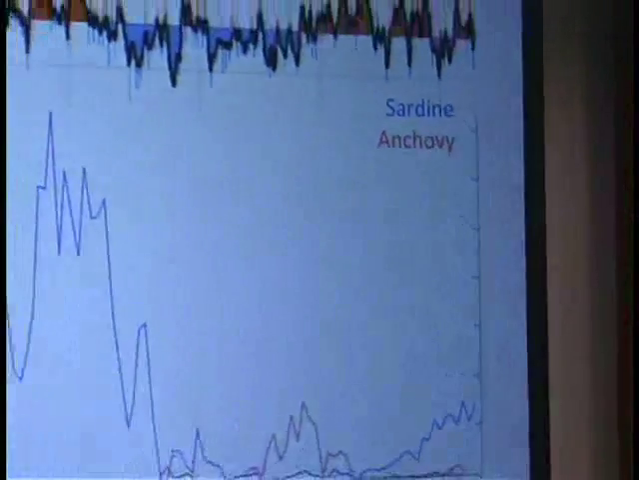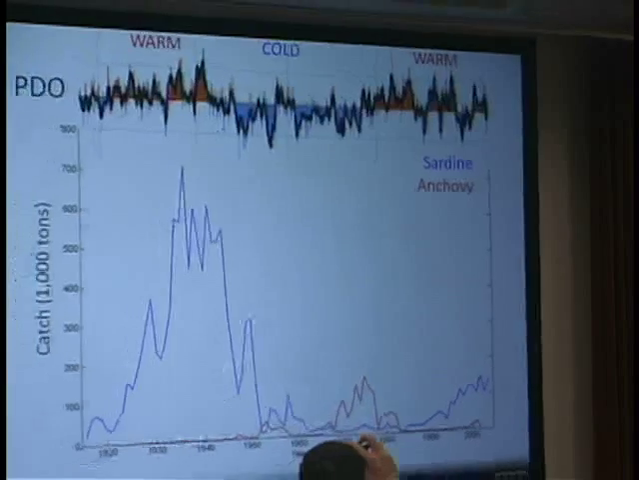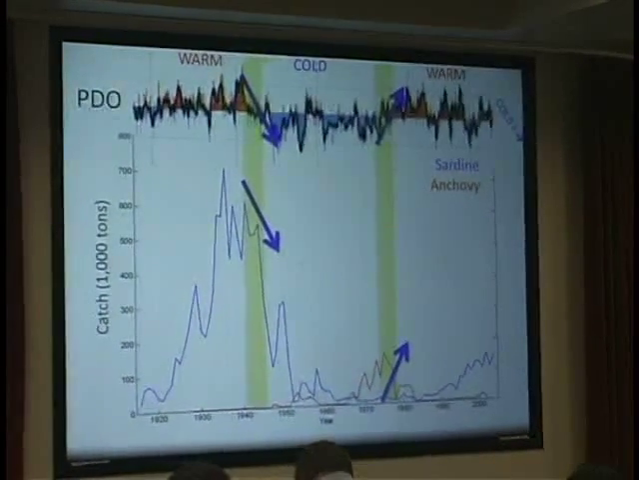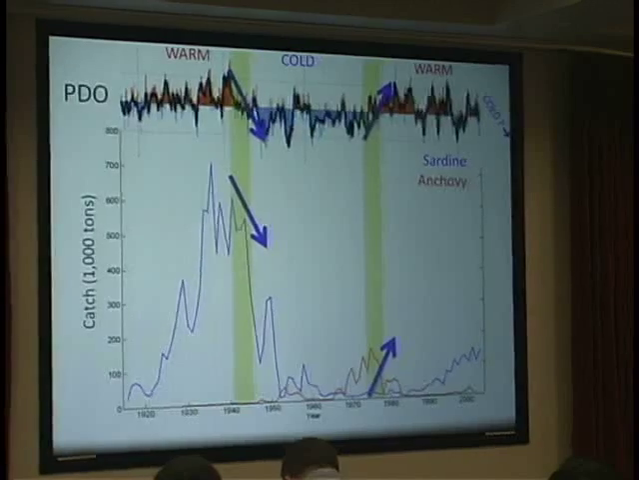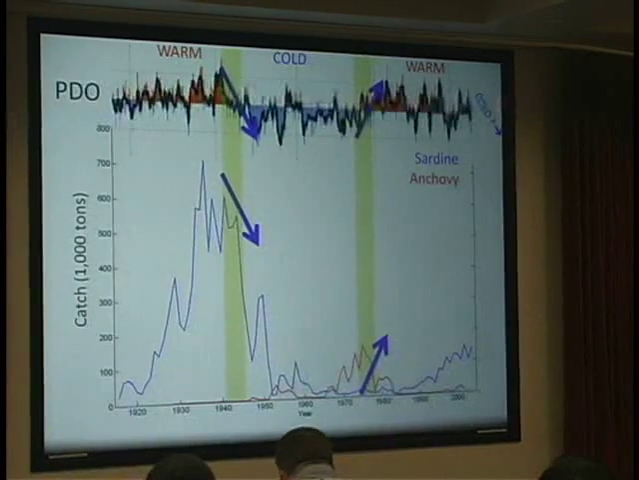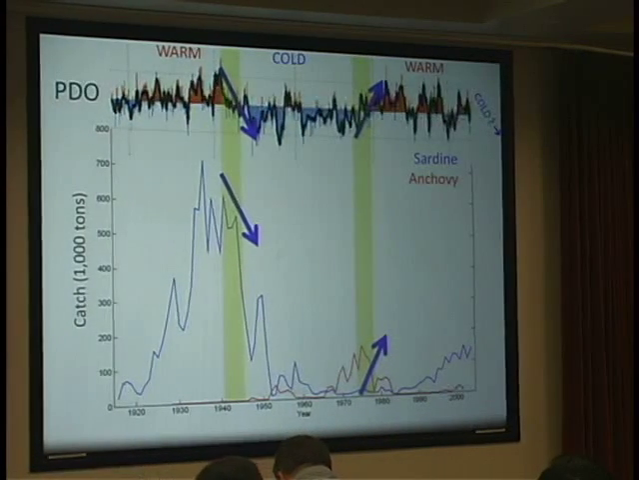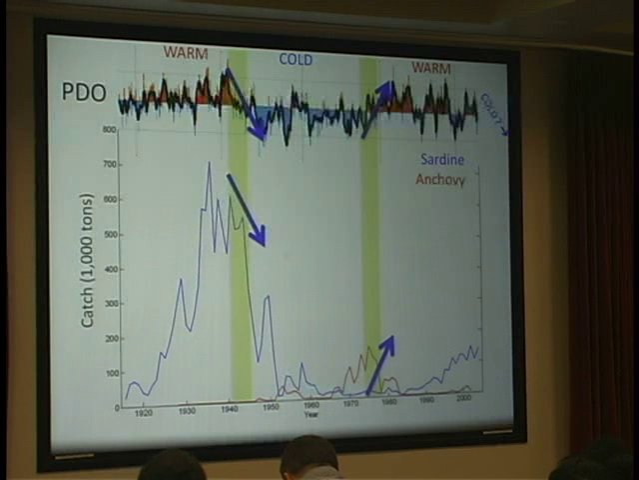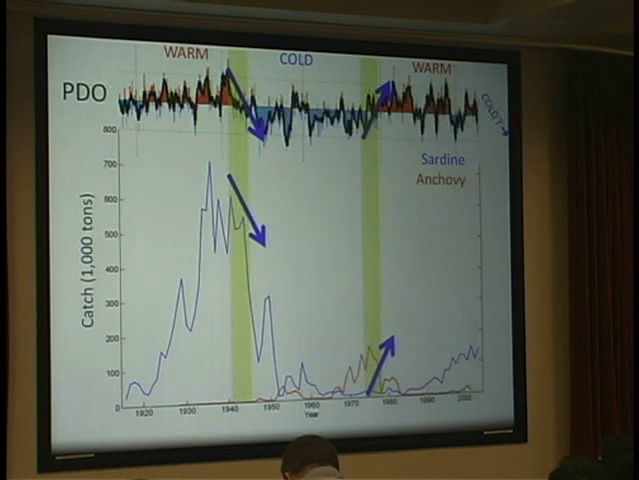And so plotted again is the PDO at the top here: warm period, cold period, warm period. If one looks at when these populations change, they were due to both fishing and climate, no doubt. The recruitment started to drop dramatically for sardine when the PDO changed from a warm to a cold period, and vice versa. When it changed from cold to warm, the recruitment for sardine started to increase once again.